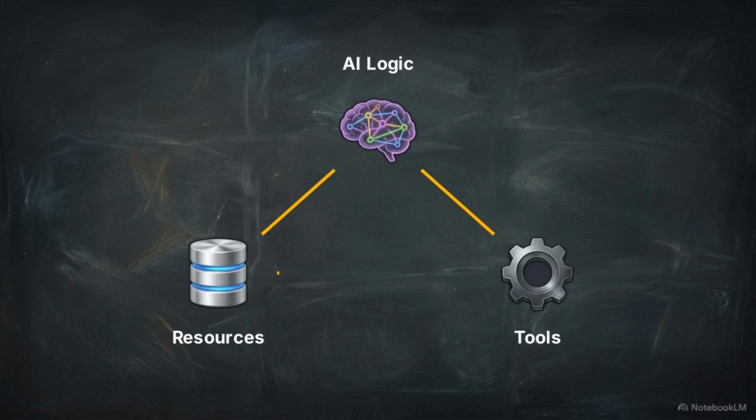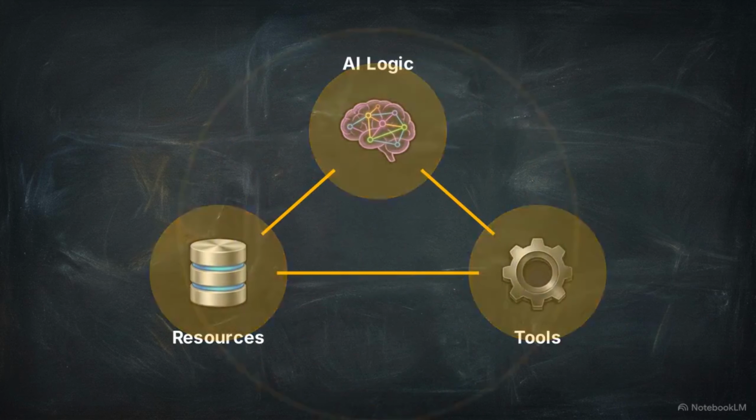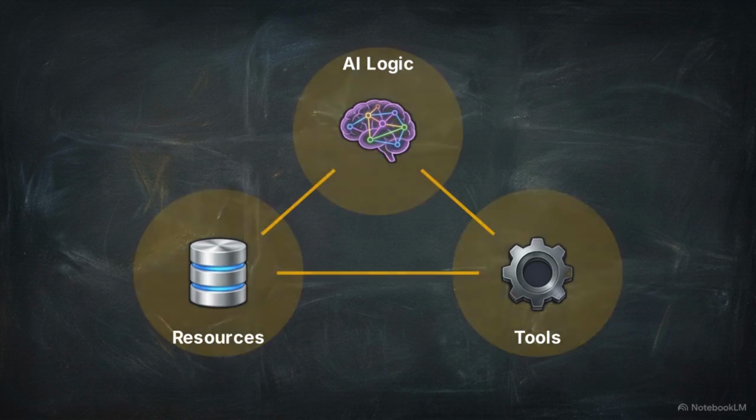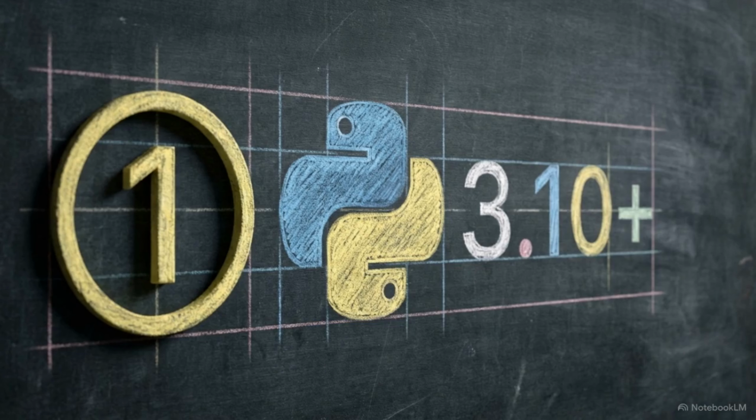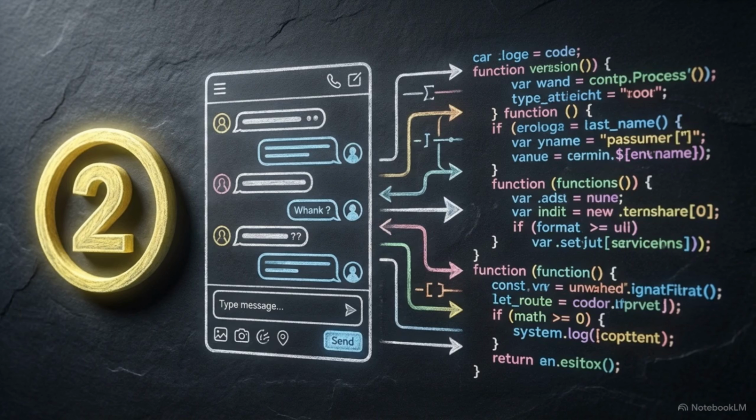So to make this local connection possible, we use the Model Context Protocol, or MCP. MCP is an open standard that allows AI models to securely connect to your local data sources and tools using a unified communication language.